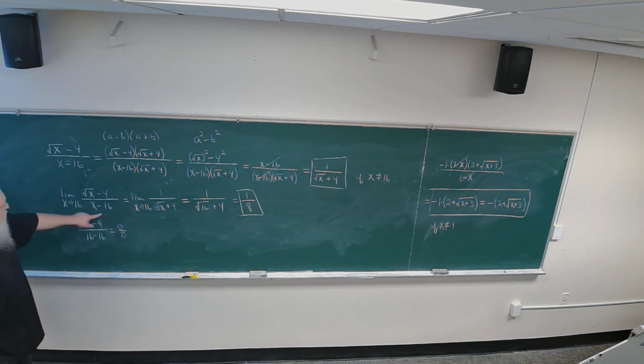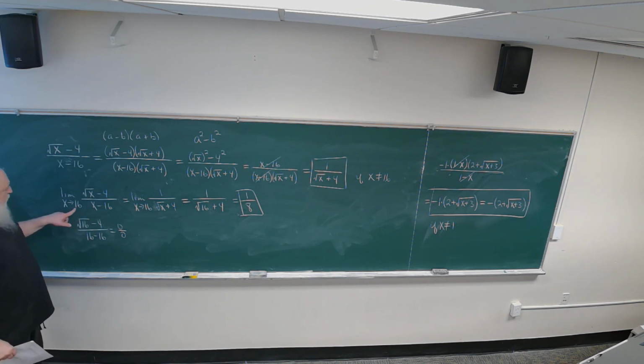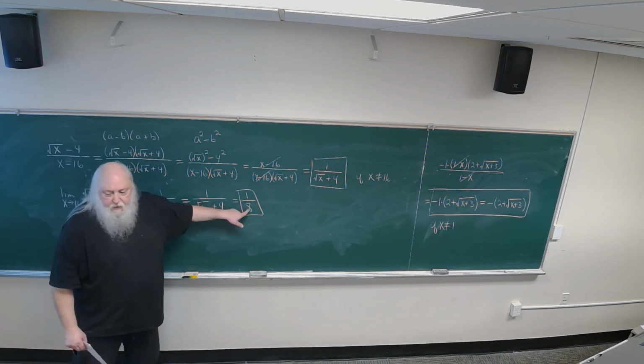And so in the graph of this function, we know there's a hole in the graph at the point 16, comma 1/8.